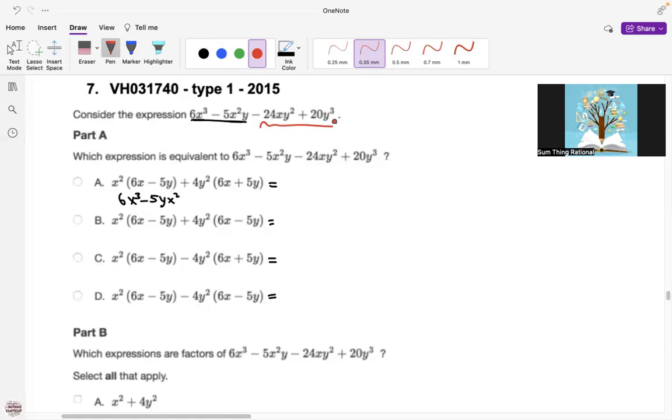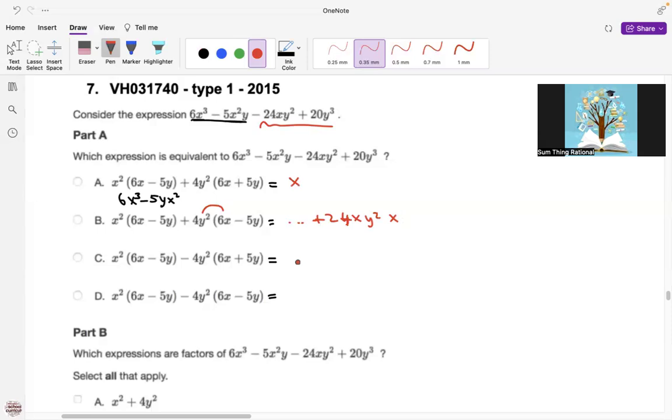So which one will give me negative and positive? Here, positive, positive, positive. Everything is positive here, so this option fails the test. Here is positive, negative. I can check it, but let's multiply it. This is 24xy squared. Do we have positive 24xy squared here? No, it is negative. So this also fails the test.